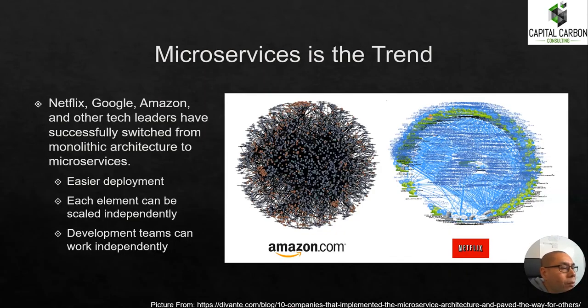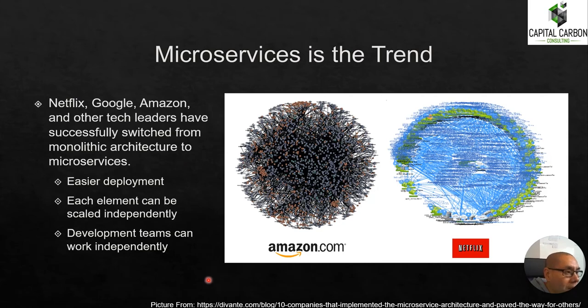In this page, I will show why microservices is a trend. Although only half of the problems are fixed, microservices is still a good way for the software architecture. That's the reason Netflix, Google, Amazon, and a lot of companies successfully switched from monolithic to microservices.